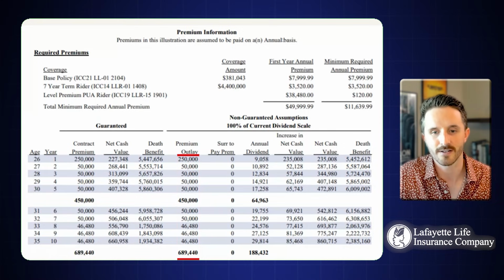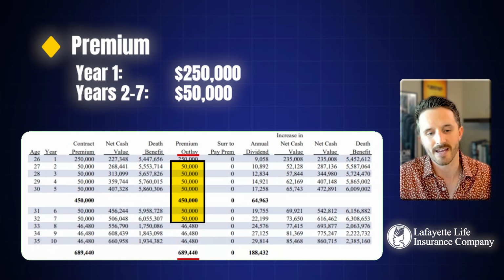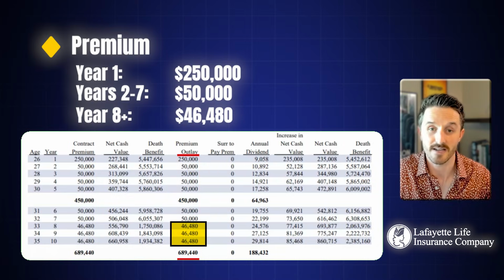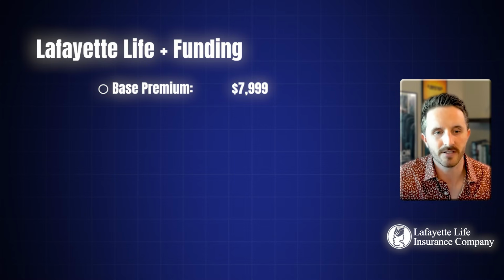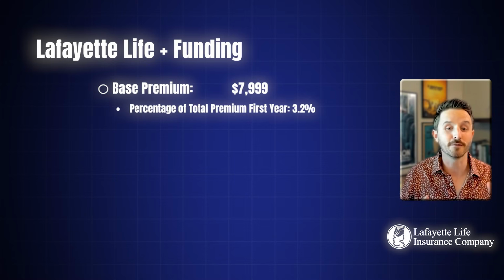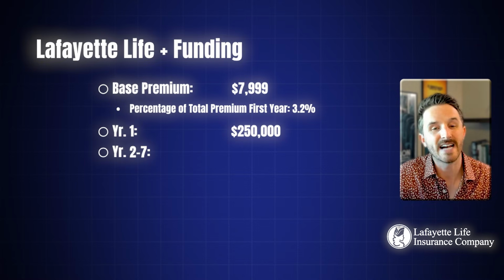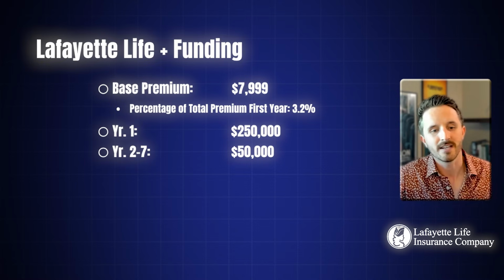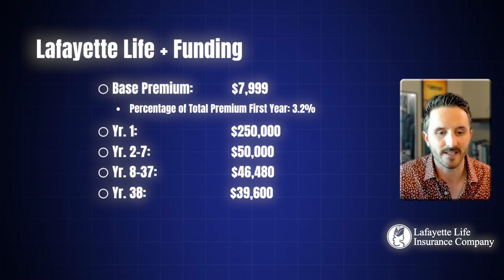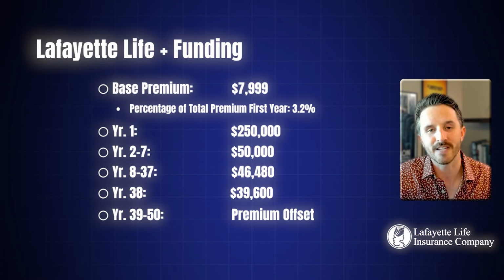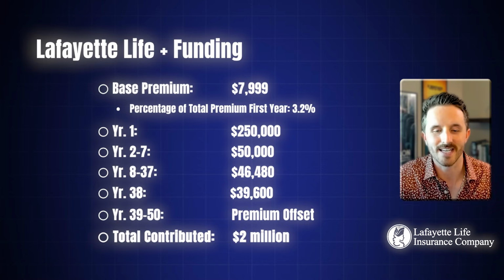Now, Lafayette Life. So here's this one, 250,000 in the first year, followed by 50,000 a year for several years. And then it will be 46,480 a year for many years after that. Now, Lafayette Life stats. The base premium for this is $8,000, which means the percentage of the total first-year premium of $250,000 is only 3.2%, which is so low. Year 1 is $250,000. Year 2 through 7 is $50,000, and then the term rider drops off. Year 8 through 37 is $46,480. Year 38 is $39,600, and years 39 through 50 are a premium offset, which means that the total contributed by year 50 is $2 million.